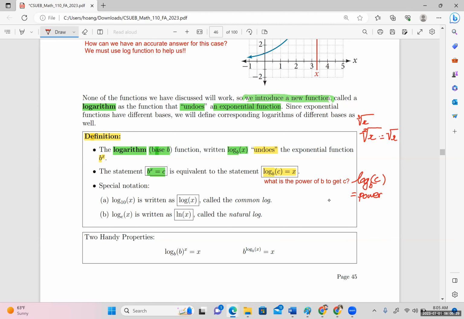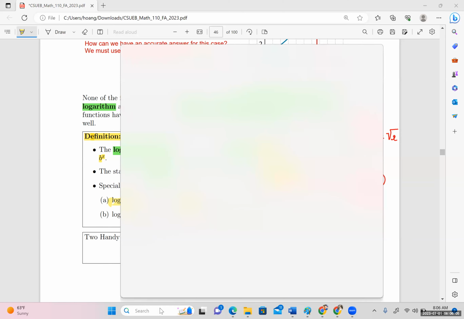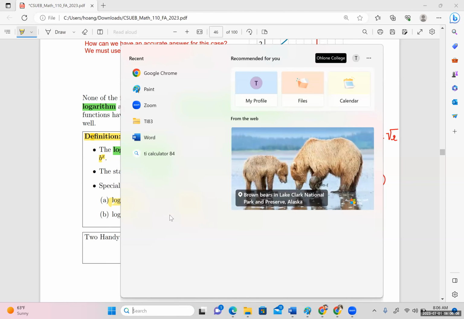In log functions, in log form, we also have the case where the base becomes hidden, and that's going to be the very common log, and we call it log base 10. So keep in mind that log base 10 will be written as log of x. So if you see the notation log on calculators, that means log base 10. Let me open the TI for you guys to see.